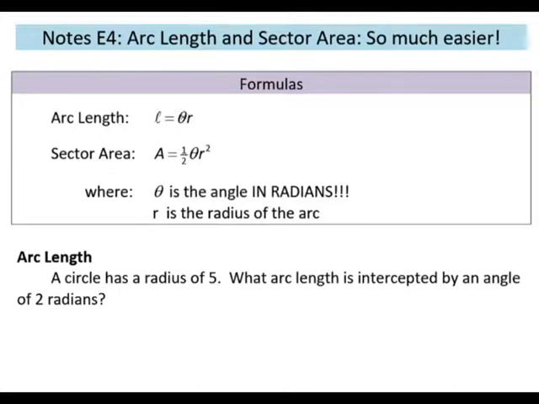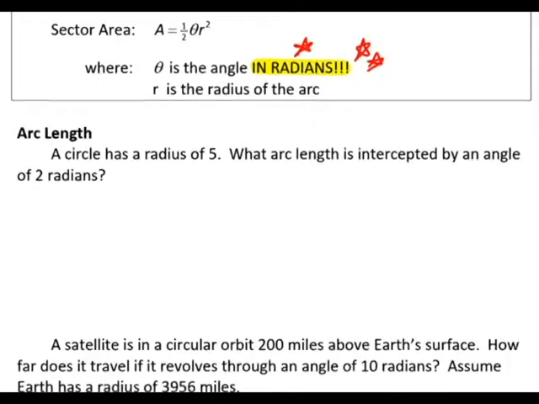Here are some formulas. We have arc length, we have sector area. Theta is the angle in radians. That's worth highlighting. Maybe even draw some stars next to it. That angle must be in radians, otherwise the formula doesn't work. Then r is going to be the radius of the arc. In geometry, recall that the radius of the arc is really the radius of the circle that the arc is a part of.